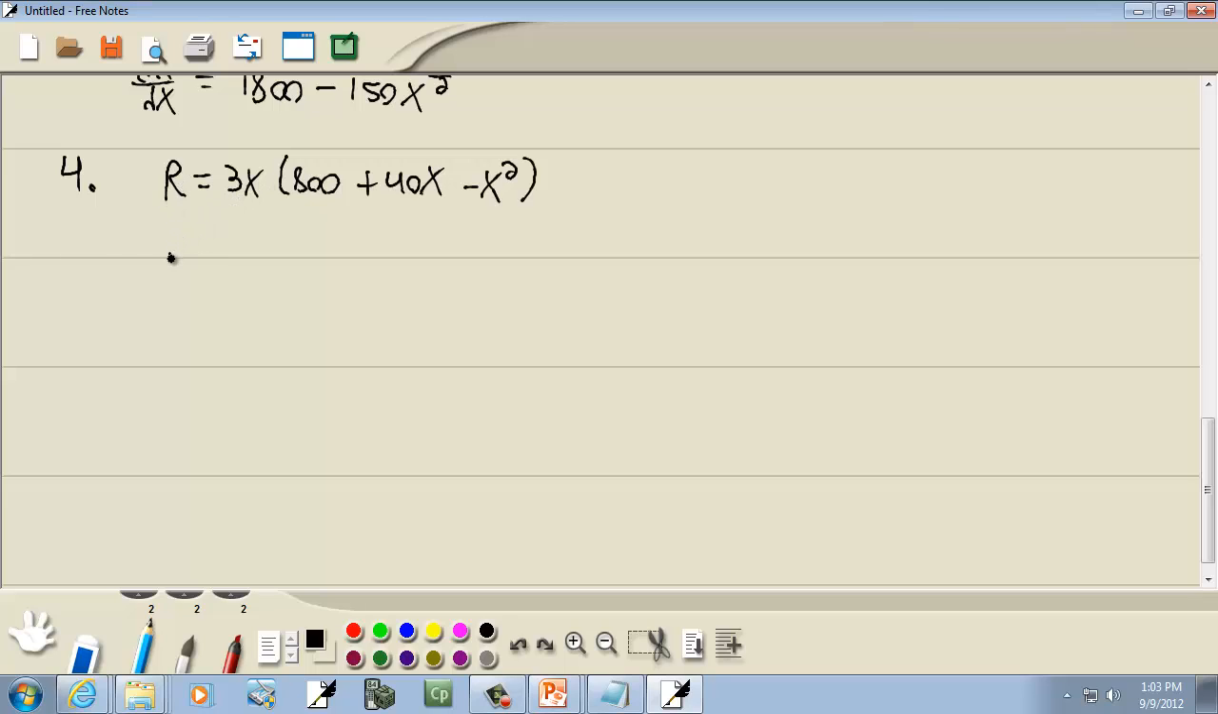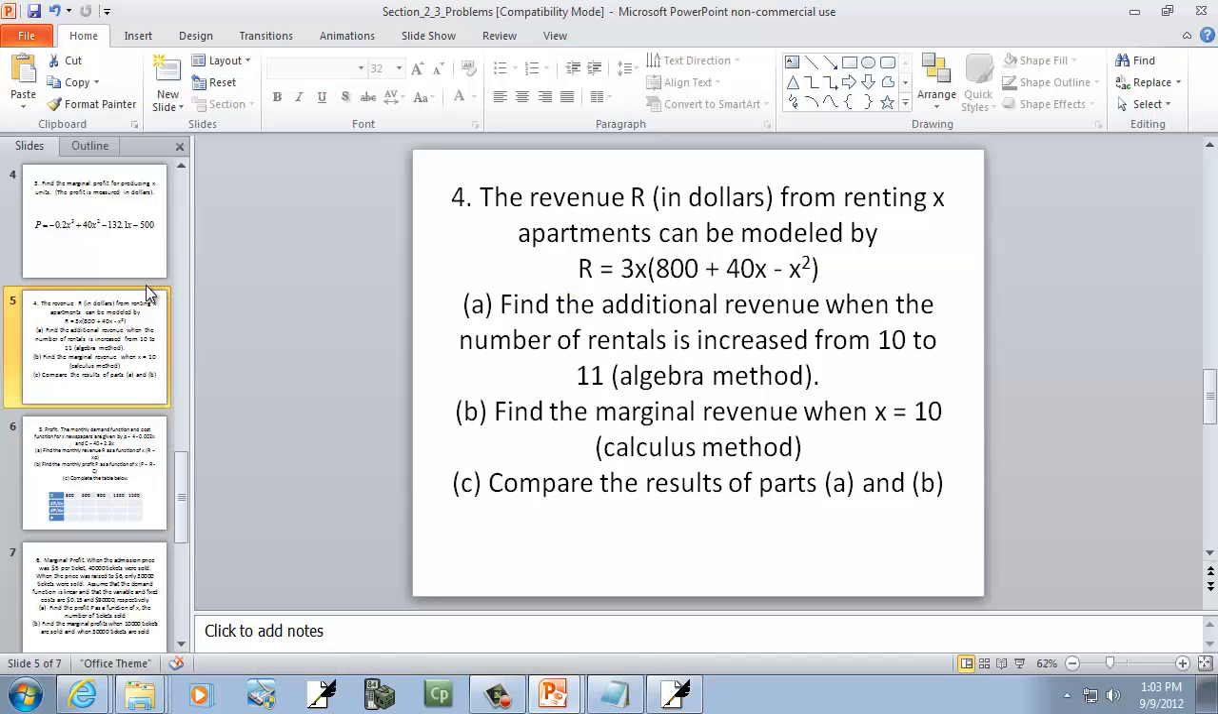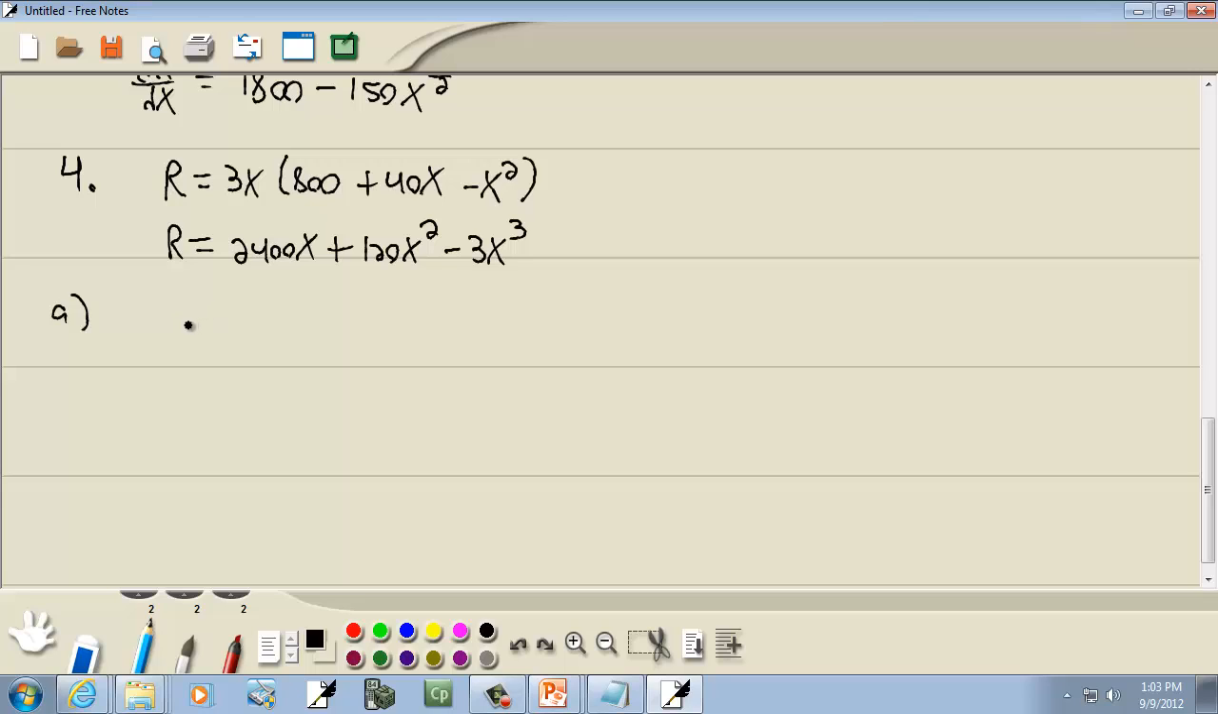this right here, I'm going to go ahead and multiply the 3x through because we will need that for the derivative. 3x times 800 gives us 2400x plus 3 times 40 is 120, and then x times x is x squared. 3x times negative x to the third gives us negative 3x to the third. Now, part A says find additional revenue when number of rentals is increased from 10 to 11. So first we'll find out for 10, and then we'll find out for 11.